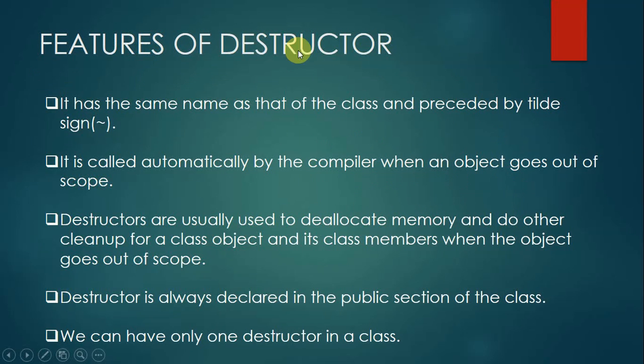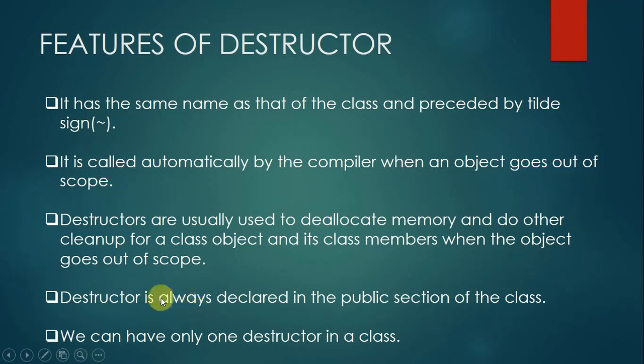Now let us understand a few important features of destructor. It has the same name as that of the class and is always preceded by the tilde sign. You can see the tilde sign here. It is called automatically by the compiler when the object goes out of scope. So you do not need to give any explicit call to the destructor. Destructors are usually used to deallocate memory and do other cleanup for the class object and its members when the object goes out of scope.